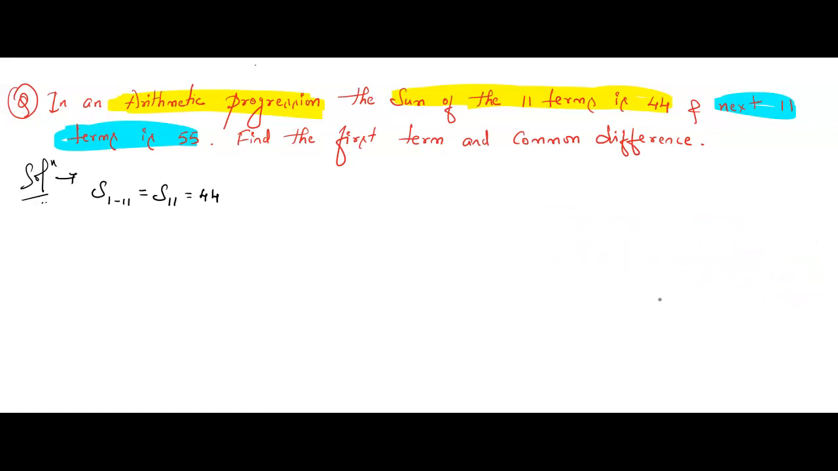Okay, the second condition here is what? The sum of the next 11 terms. Next 11 terms means what, children? That is nothing but from the 12th term to the 22nd term.